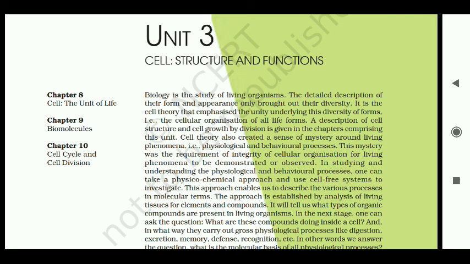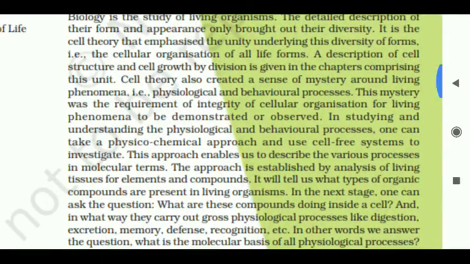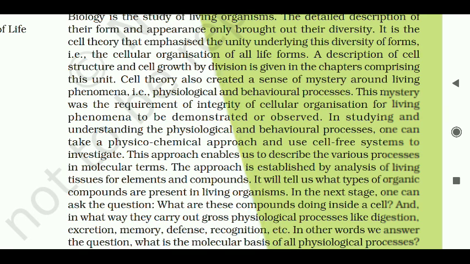This approach enables us to describe the various processes in molecular terms. The approach is established by analysis of living tissues for elements and compounds. It will tell us what type of organic compounds are present in living organisms. In the next stage, one can ask the question, what are these compounds doing inside a cell, and in what way they carry out gross physiological processes like digestion, excretion, memory, defense, recognition, etc. In other words, we answer the question, what is the molecular basis of all physiological processes?